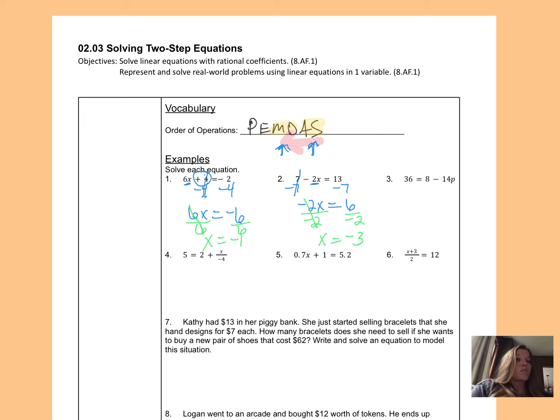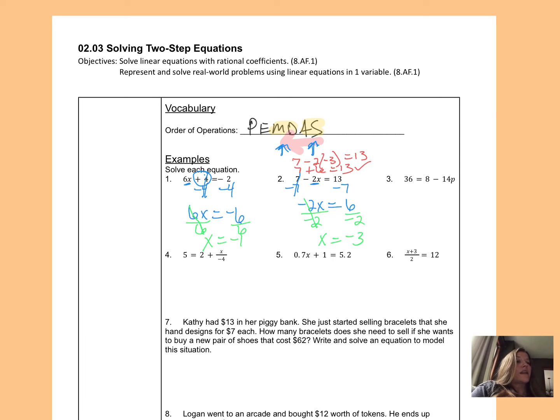So let's do that for this one. So we had 7 minus 2, and then instead of 2 times x, it's 2 times negative 3. We plug our answer in. And does that really equal 13? So this is 7. Negative 2 and negative 3 makes positive 6. And does 7 plus 6 equal 13? It does, so we know our answer is correct.